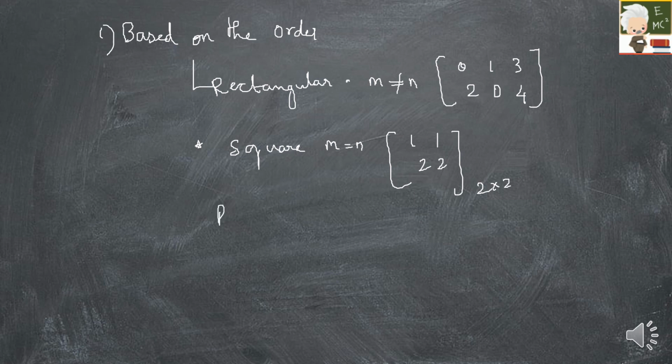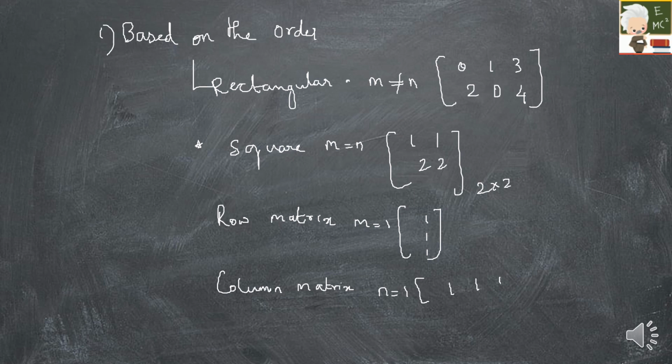Next is the row matrix. Here your M is equal to 1. So you will have something like 1, 1, 1, something of this type. Next is the column matrix. Here your N is equal to 1. So it would be 1, 1, 1, 1, something like this, right? So these are the four different matrices based on your order. First is rectangular, square matrix, row matrix, and column matrix. Be clear with all this.